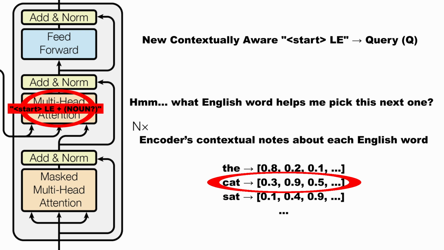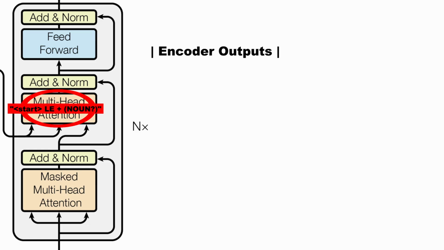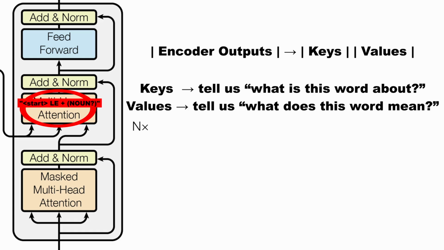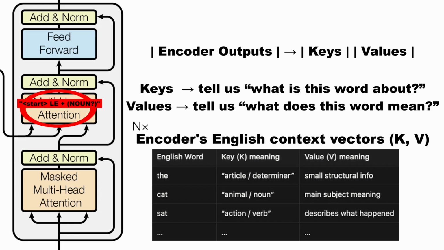Each query represents what the decoder is currently focused on. It's the question that the decoder is asking. Next, the encoder's output vectors, the notes about each English word, get split into keys and values. Remember, keys are like labels or tags that describe what each word is about, and values are the actual information or content about that word. Here's an example of the encoder's keys and values.